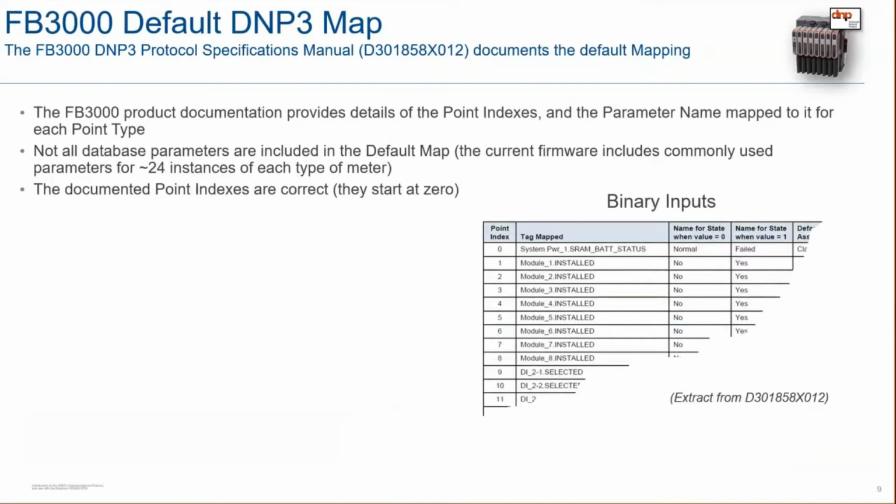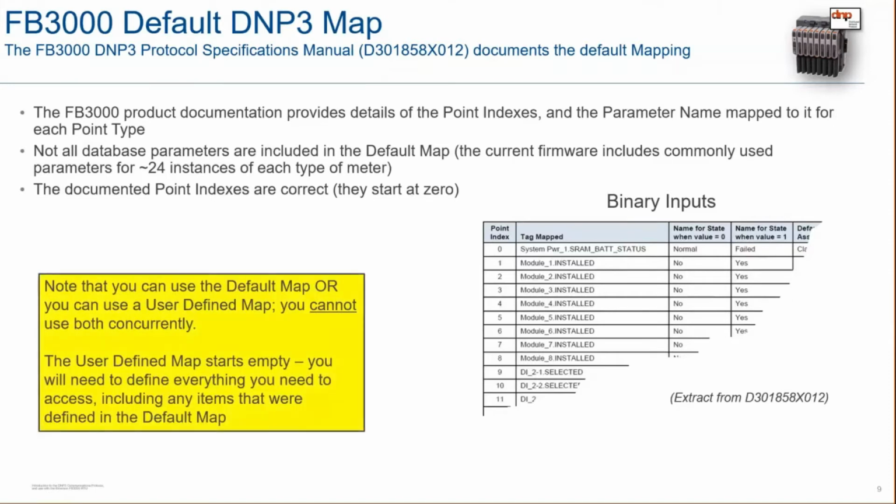Obviously, not every single parameter within the RTU can fit into the DNP3 map. So what we've done is we've selected the most common ones for approximately 24 meters, and those are all mapped and documented. And one thing I wanted to point out is in the documentation, the point indexes are correct. You'll notice that it begins with a 0.